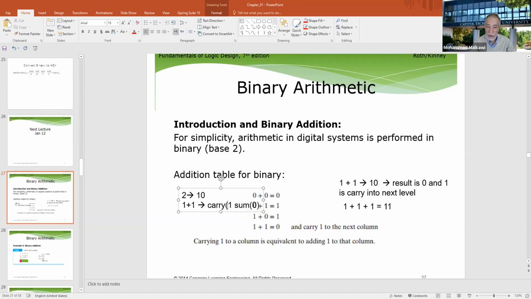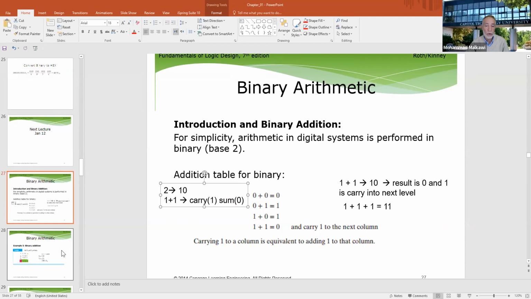into the next stage. Just like when we add 7 plus 7 is 14, 4, and we carry 1 to the next level. That's exactly what we are doing here. So carrying 1 to a column is equivalent to adding 1 to that column.